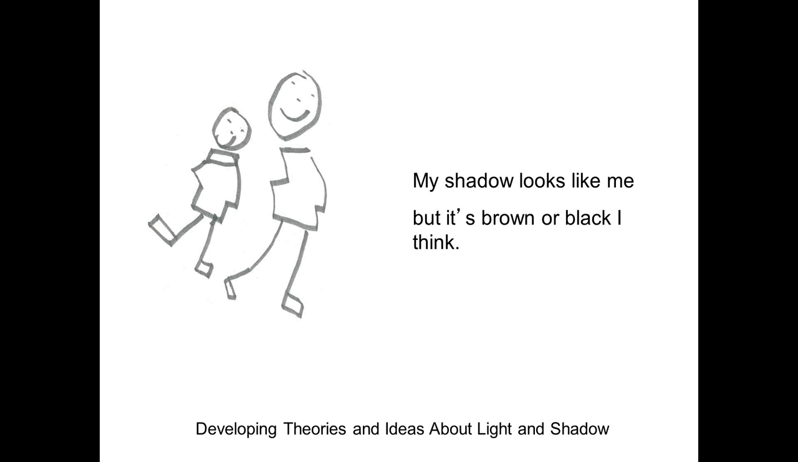Thinking about how we represent our ideas and theories and how children represent their ideas and theories, and giving them the opportunity to do so with various materials or, as was mentioned before, the many languages. And here a child represented his idea of a shadow. And he said, "My shadow looks like me, but it's brown or black, I think." And you can see that there's the actual child and then his shadow right next to him, and the movement really mirrors one another, right? Even the kick of the foot looks very, very similar. The expression, the curvature of the body.